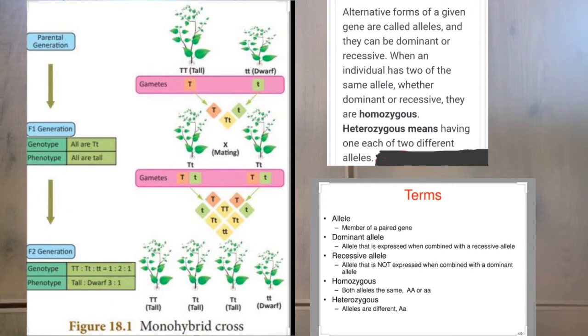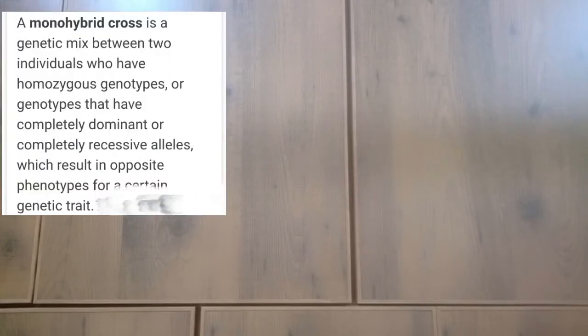Now I hope you have understood the difference between homozygous and heterozygous. Now coming to monohybrid cross. Let us understand this clearly. A monohybrid cross is a genetic mix between 2 individuals who have homozygous genotypes, or genotypes that have completely dominant or completely recessive alleles, which result in the opposite phenotypes of a certain genetic trait.